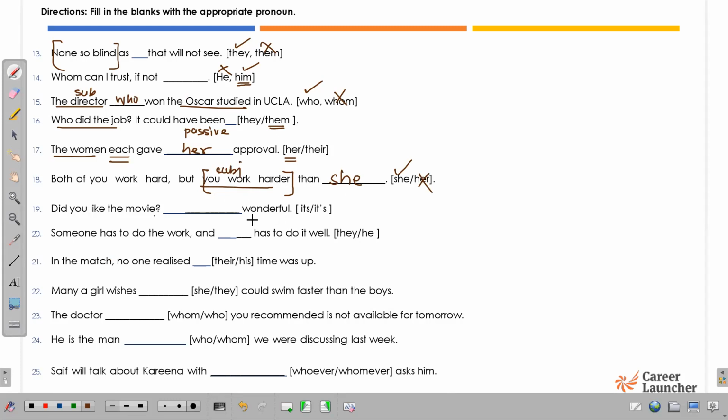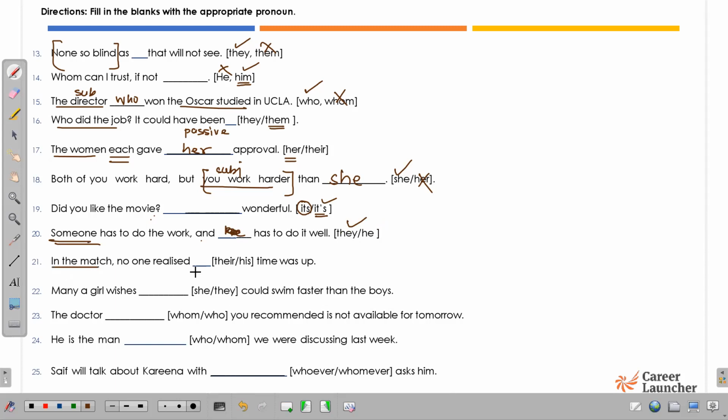Did you like the movie? It's wonderful. Again, did you like the movie? It is wonderful, right? It's wonderful will become a possession. So it is wonderful. Someone has to do the work and he has to do it well, because he's the subject who's going to do it. Okay, I'm sorry. Someone and they. I thought this is an objective question.